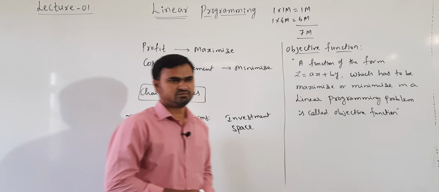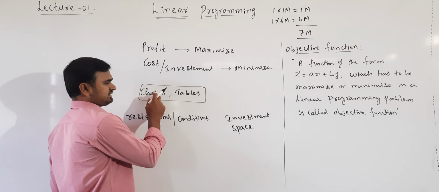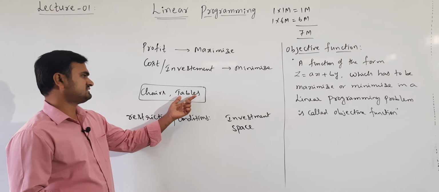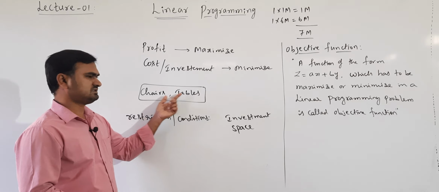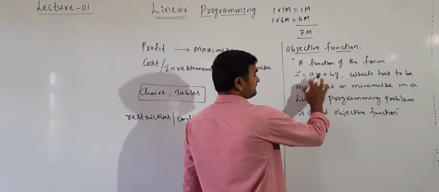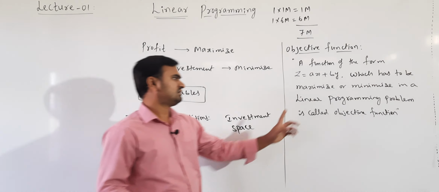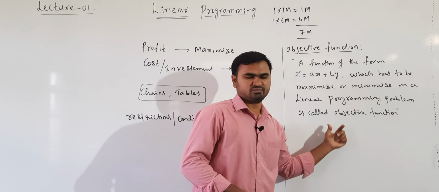Now what are these variables? In the example of chairs and tables, suppose I take x is the number of units of chairs we sell and y is the number of units of tables we sell. So these are the variables. Now function in this form z is equal to ax plus by, it is called as objective function, which has to be maximized or minimized in a linear programming problem.